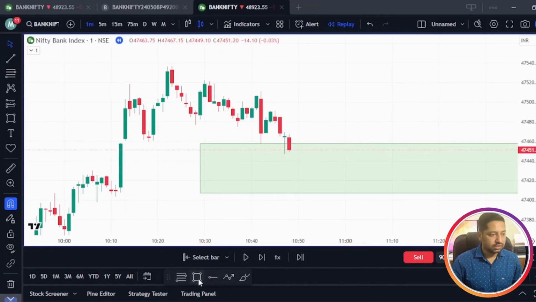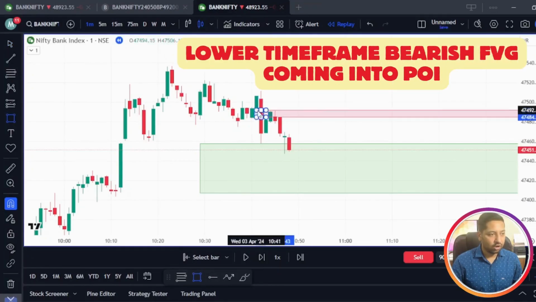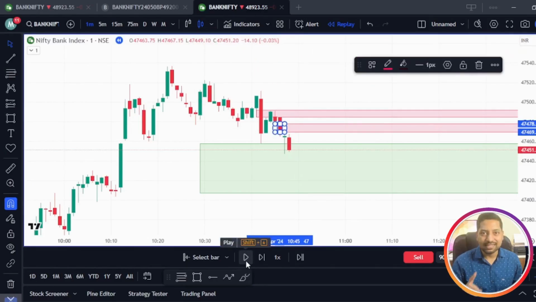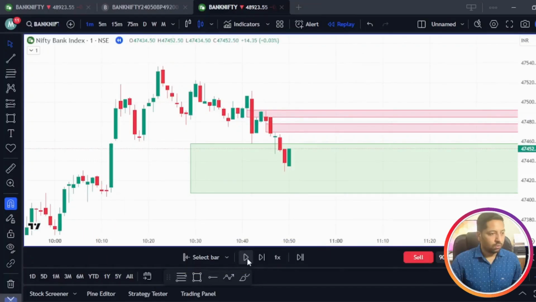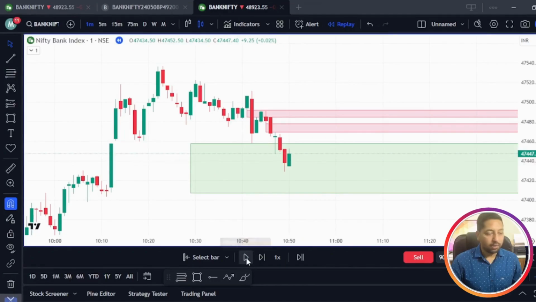Here we can see fair value gaps that are being created on the lower time frame, on the 1-minute time frame as price heads lower. This is exactly what we want to see. This is the kind of price manipulation that we have been waiting for. Once price breaks below these lows, even more sellers get added. But see what smart money does now.